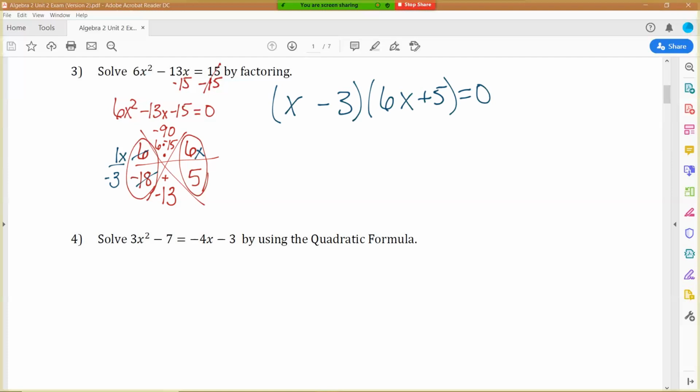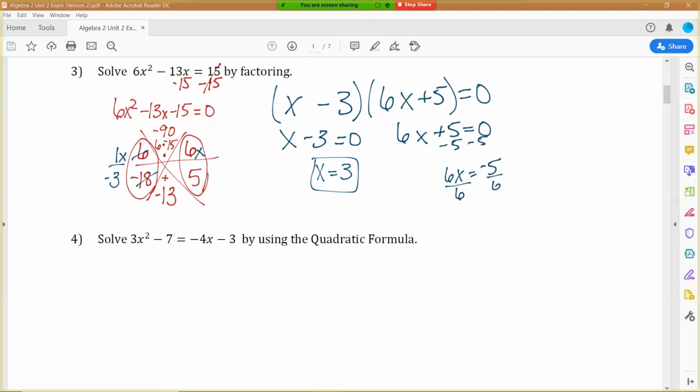So now we're going to set both these factors equal to 0. So x minus 3 equals 0 and 6x plus 5 equals 0. Solve for x. The first one, x equals 3. The second one's a little bit more challenging because there's two steps. So subtract 5 from both sides to get 6x equals negative 5.